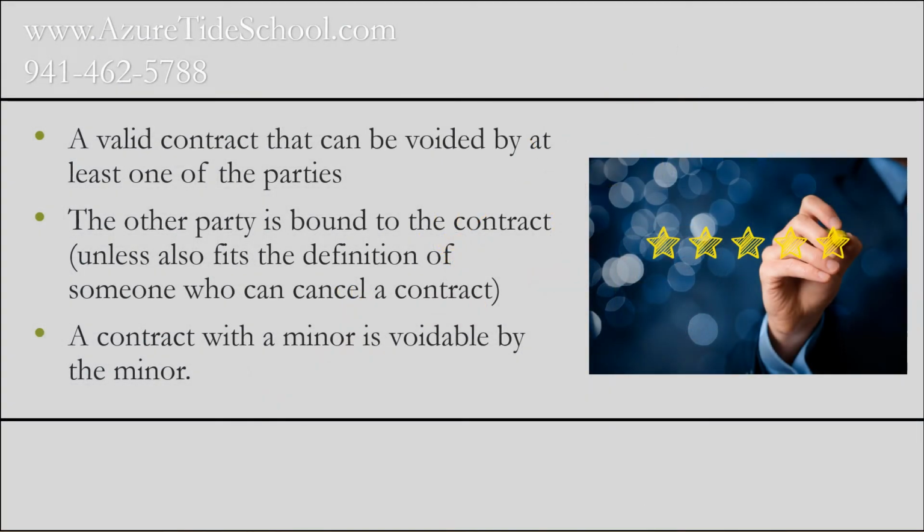A voidable contract is a valid contract that can be voided by at least one of the parties. The other party is bound to the contract unless they also fit the definition of someone who can cancel a contract. And a contract with a minor is voidable by the minor.